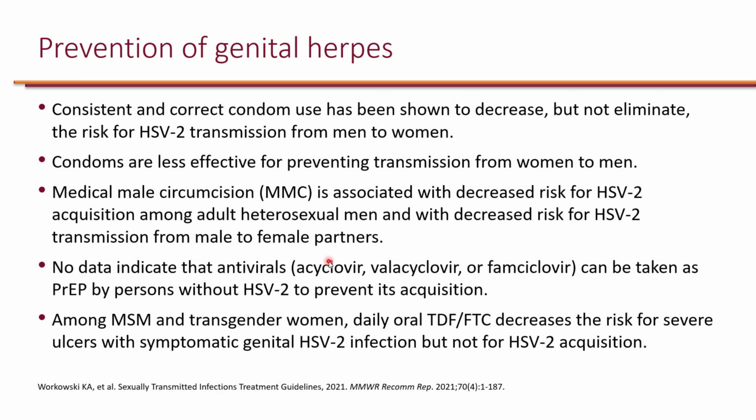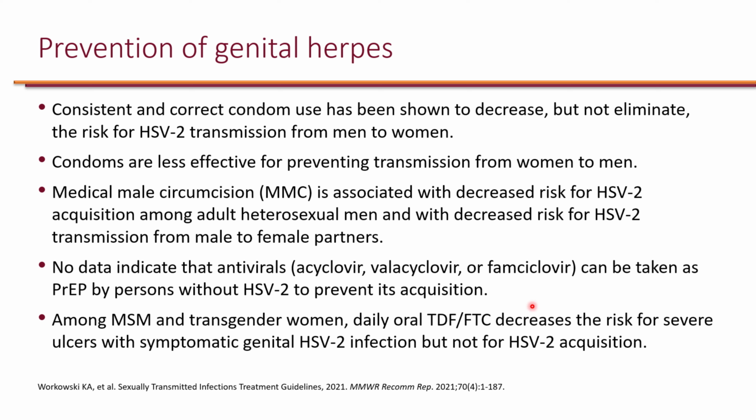Now, for genital herpes specifically, consistent and correct condom use has been shown to decrease but not eliminate the risk for HSV2 transmission from men to women. Now, condoms are less effective for preventing transmission from women to men. Now, for men specifically, medical male circumcision is associated with decreased risk for HSV2 acquisition among adult heterosexual men, and with decreased risk of HSV2 transmission from male to female partners, so it will benefit both.